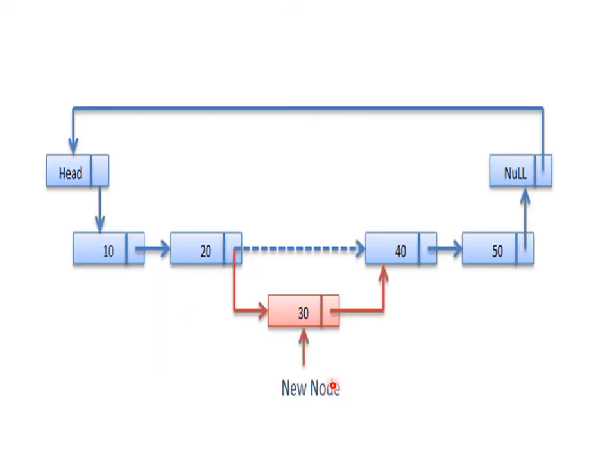Here you can see how it has been done. See, here a new node is inserted. This location has the address of 40, and this 20 has the address value of 30, and the last one is connected to the head, and that head is connected to the 10.